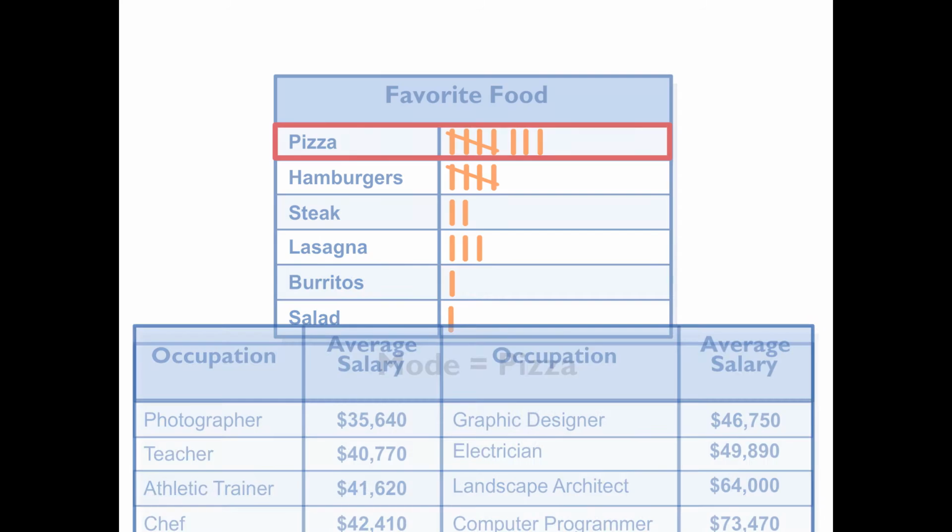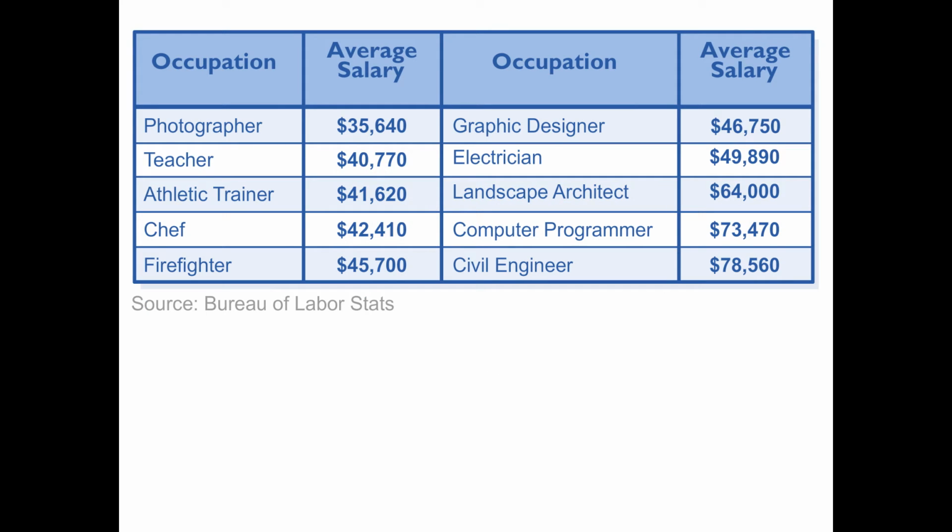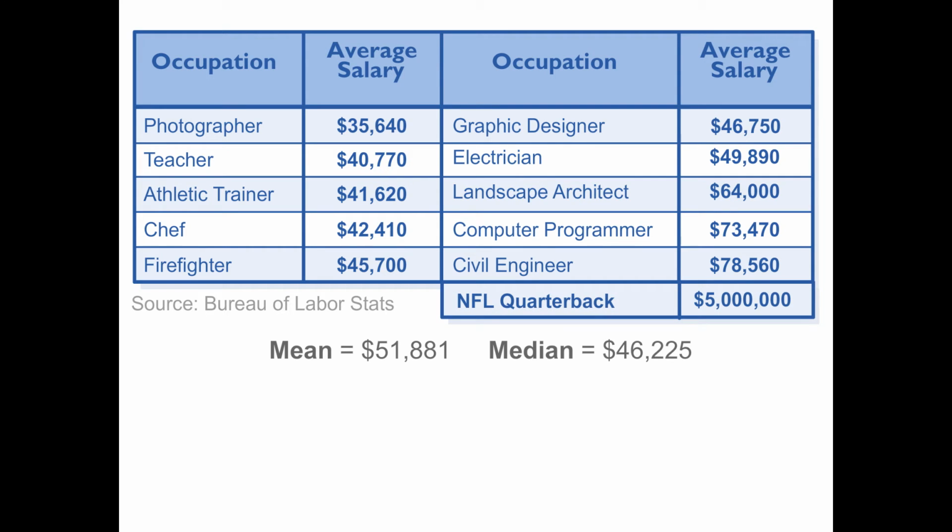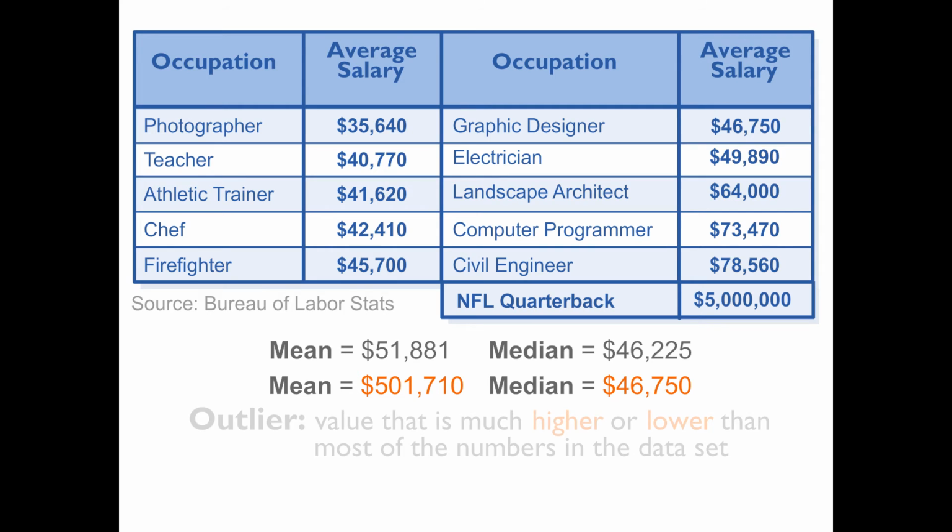Let's look at this data set of average salaries and calculate the mean and median. But if we add one more occupation, say for an NFL quarterback, look to see what happens to the mean and the median. The salary for an NFL quarterback is called an outlier, a value that is much higher or lower than most of the numbers in the data set.